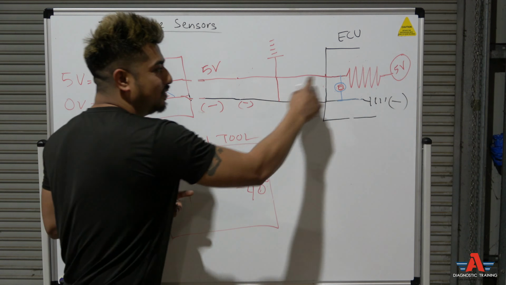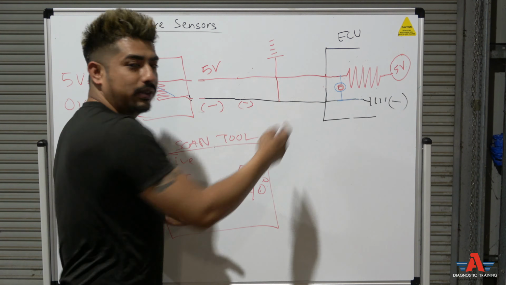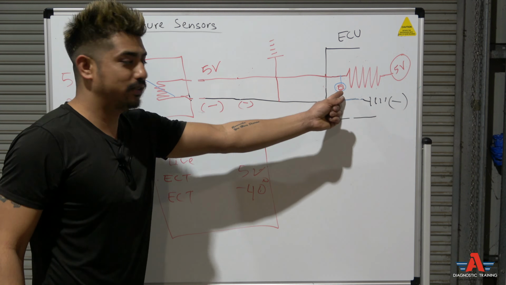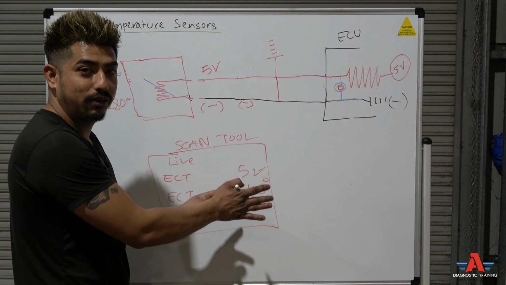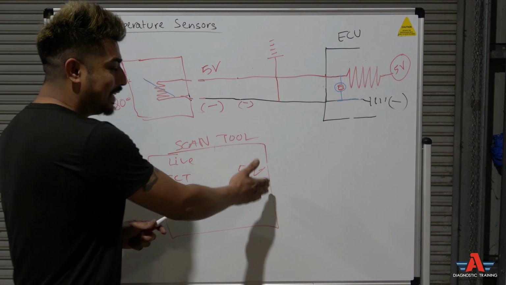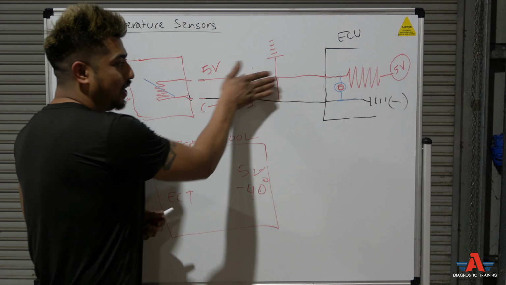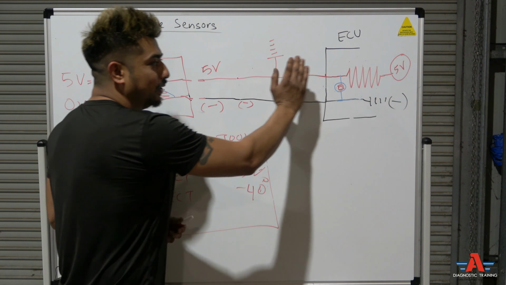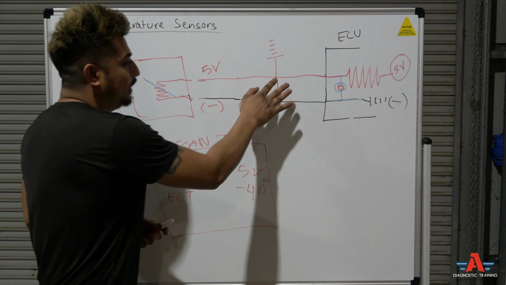Because ground is going to travel, it's going to pull all that 5 volt through the resistor. You're going to see 0 volt on the scan tool, nothing will change. If that's the case, you're going to have to start changing the wiring of the computer.